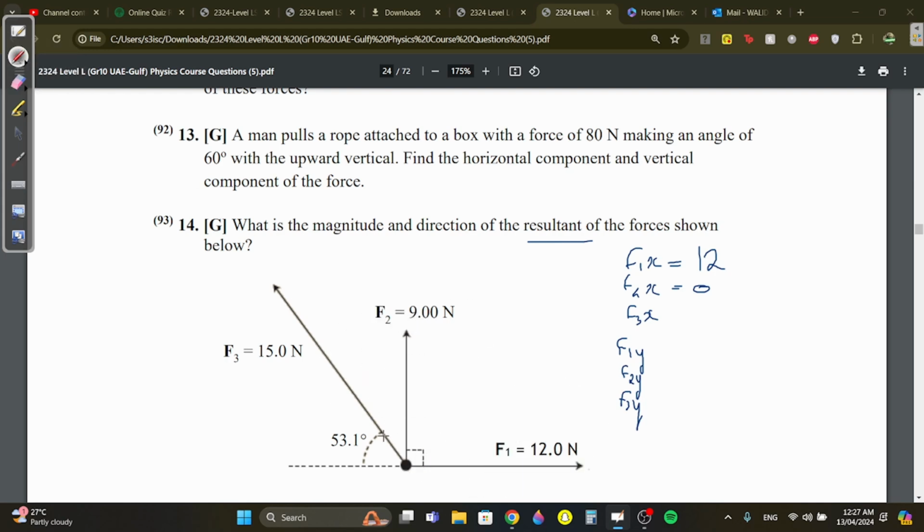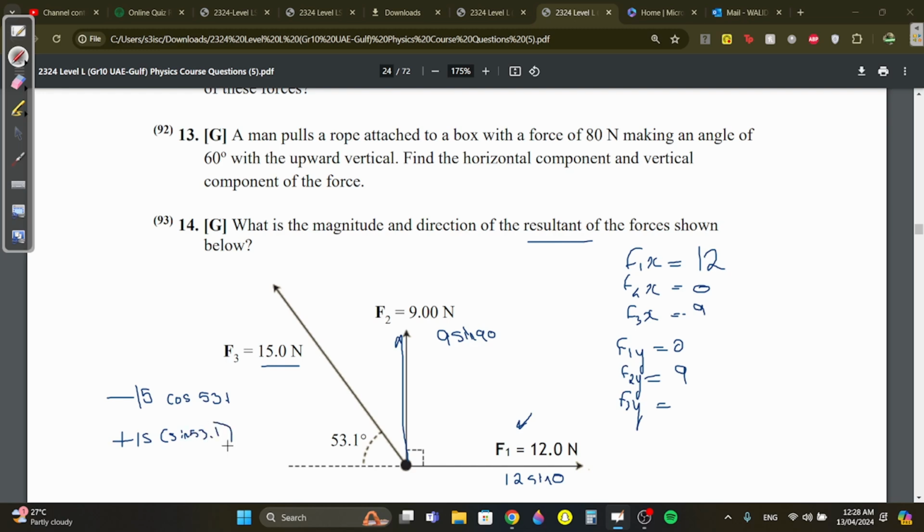F3x, this one you actually have to use the formula. First of all, it's to the left, so it's negative 15 times cosine 53.1. Let me do this on my calculator. Negative 15 cosine 53.1, you get negative 9. Okay, F1y, again, it's obvious it's 0. If you want to prove it, 12 sine 0, you get 0. F2y is 9. If you want to prove it, it's 9 sine 90, which is 9. And it's acting vertically upwards, so it's obvious. F3y, it's going upwards, so it's positive 15, but this time sine 53.1.